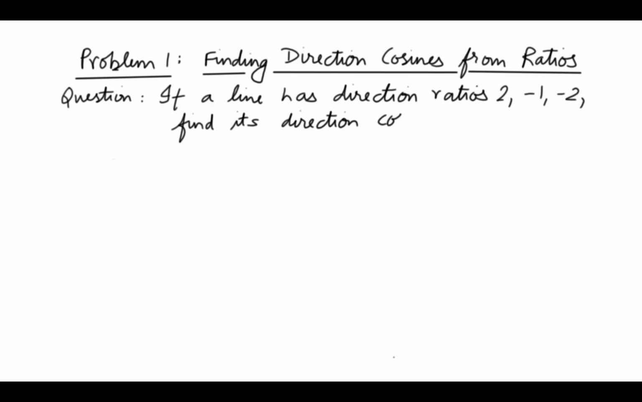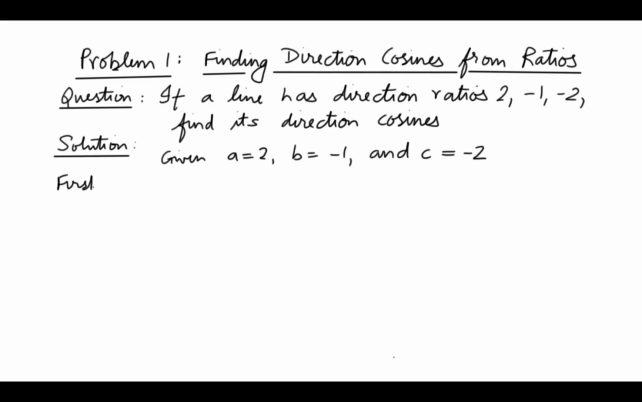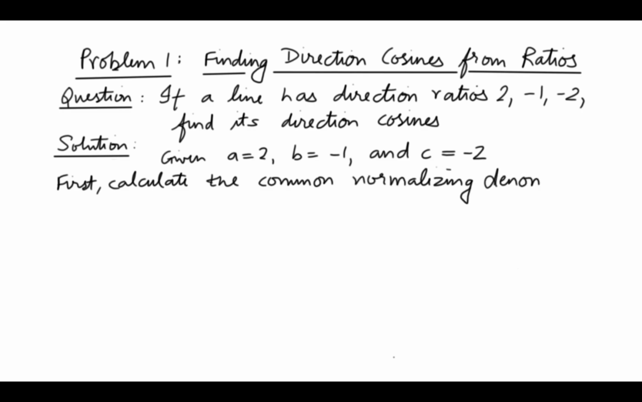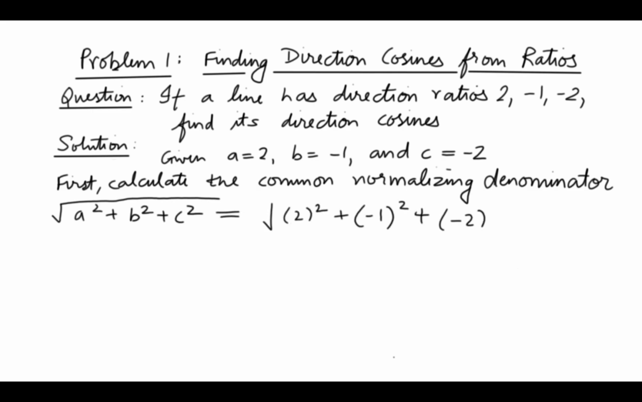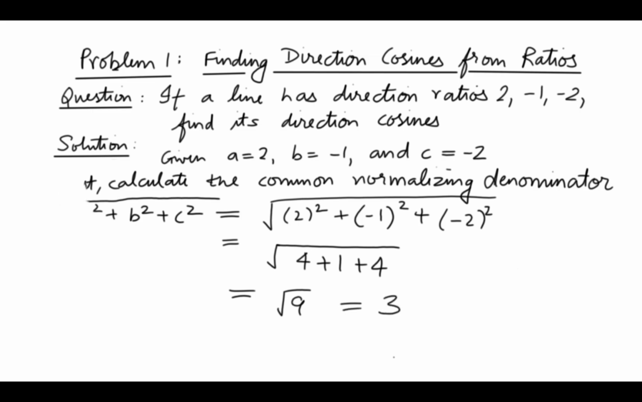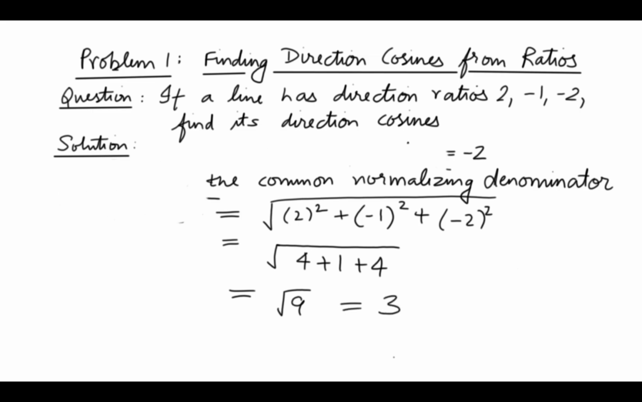So the solution given: a equals 2, b equals -1 and c equals -2. First, we calculate the common normalizing denominator, that is under root a square plus b square plus c square. The calculation comes out to be under root of 9, that is 3.